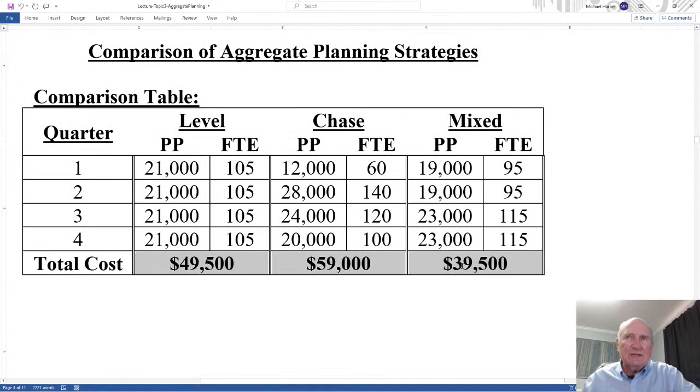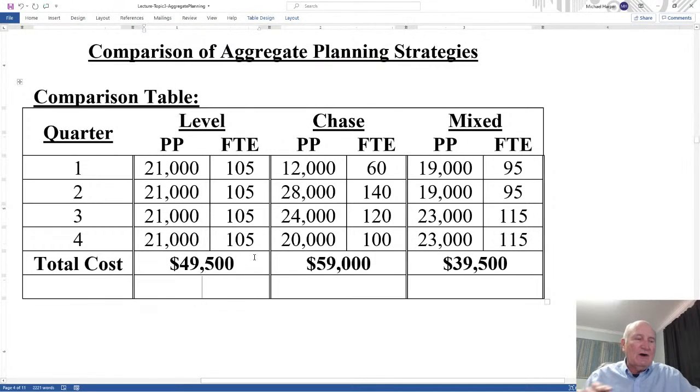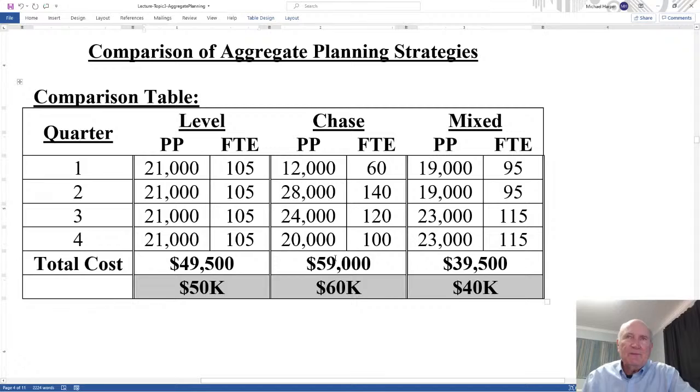Look at these costs here. And as a matter of fact, let me go down one. Let's round this up to 50K, 50,000. Round this up to 60, just to have some round numbers and for planning purposes. And round this up to 40K. That's good. Okay, so let's just look at these numbers.